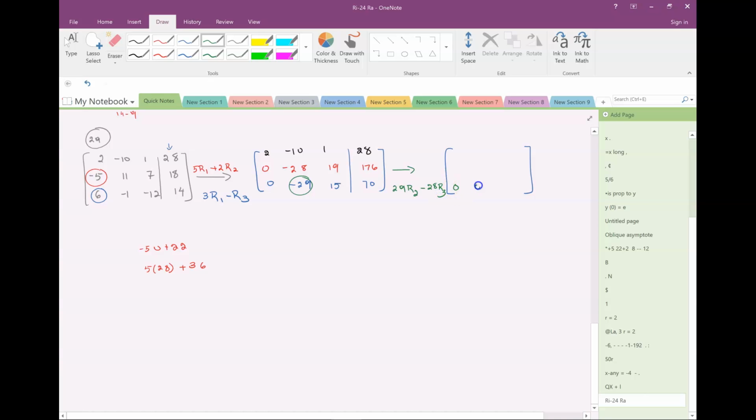So 0, 0. So here, that'll be 29 times 19 minus 28 times 15. Can someone tell me how much that is? 131. And then the next one, 29 times 176 minus 28 times 70. How much is that? 3,100. Oh my.